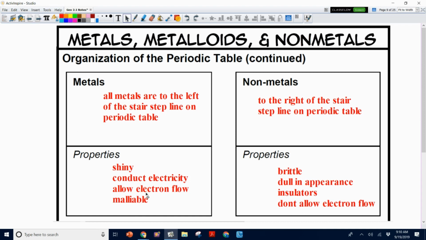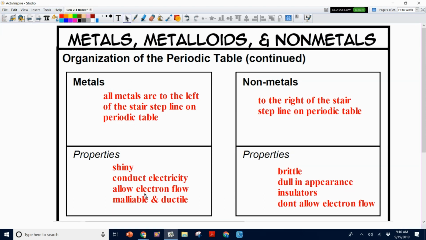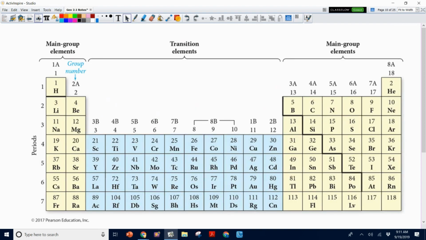One property that I'm going to add over here with malleable is that metals are also ductile. So let me go ahead and add that in. Ductile means that you can pull or stretch the metal into wires. So you can bang it into sheets and you can stretch it or extrude it into a wire. Okay, so those are properties of metals and nonmetals.